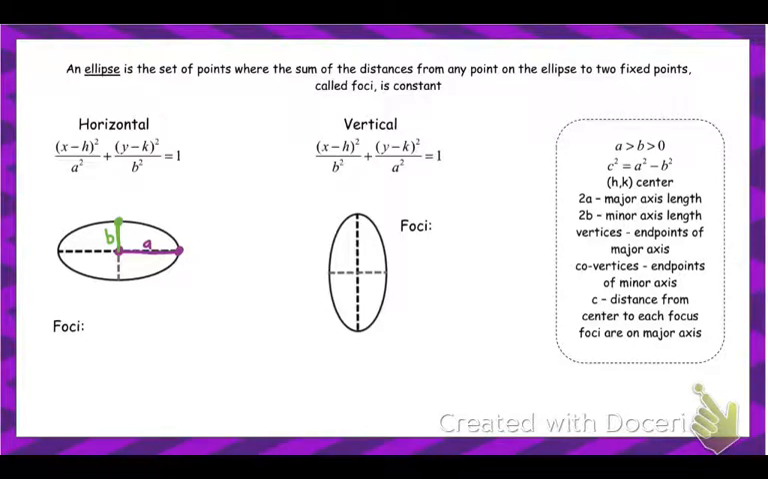C is the distance to the focus, and the focus is going to be somewhere inside here like this. The focus is always going to fall on the major axis, which is the larger one. And the major axis is basically this entire length right here. So it's 2 times A. The minor axis would be this whole length right there, which would be 2 times B. Some other vocab on here. The endpoints of the major axis are both the vertices. The endpoints of the minor axis are the co-vertices.